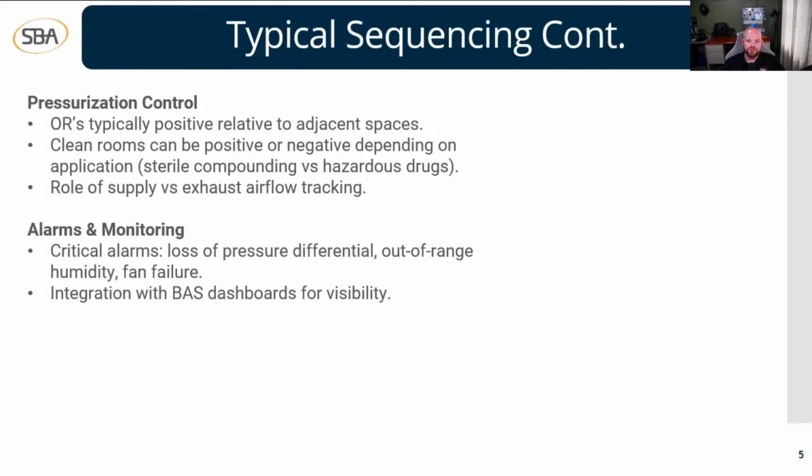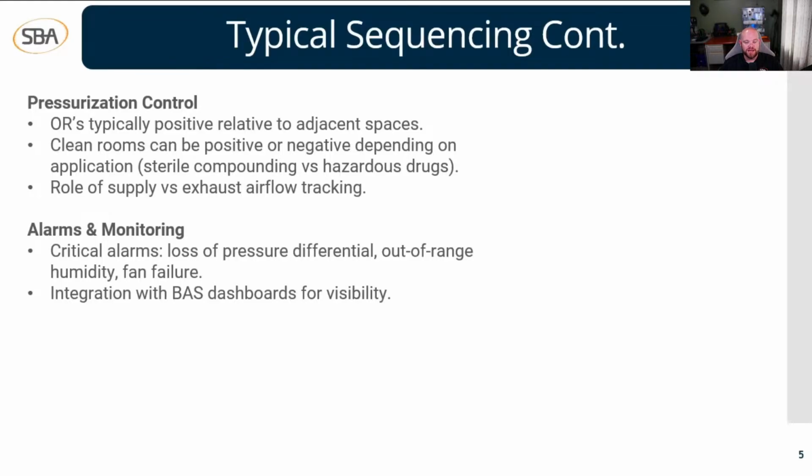The next one here is an out of range humidity. So if our humidity drops below the minimum, or if it rises above the top end of our scale that we set, then we need to have an alarm set up. Let's say we have a 55% humidity set point in an operating room, but the humidity gets to 58%. When it gets up to 58%, we need our BAS to send us an alarm so we know that there's an issue. Same thing with our pressure differential control as well. If it loses its air pressure reading, or if it gets outside of its humidity range, then we need to send an alarm.